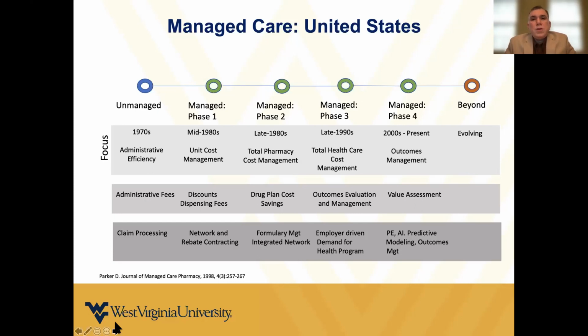And if you look at the elements of success over time, that's the last row, again, in the 70s, we were focusing more on claims processing. And as you move forward, formulary management, and to the 2000s and present, we're talking about pharmacoeconomics, predictive modeling, outcomes management, disease management, artificial intelligence. So these are some of the things that we have been discussing now.